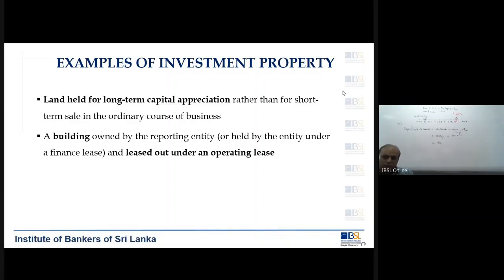When it is going to go up in value, it is in the long term, not in the short run. Because if it is in the short run, then you will sell it. But here we are talking about holding a land for long-term capital appreciation. The term capital appreciation means you are holding this particular piece of land for the purpose of an increase in value. If I am to give you in numbers, let's say you have purchased a land for 5 million.